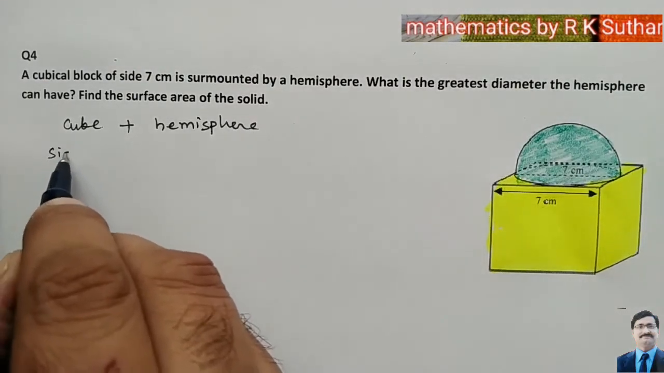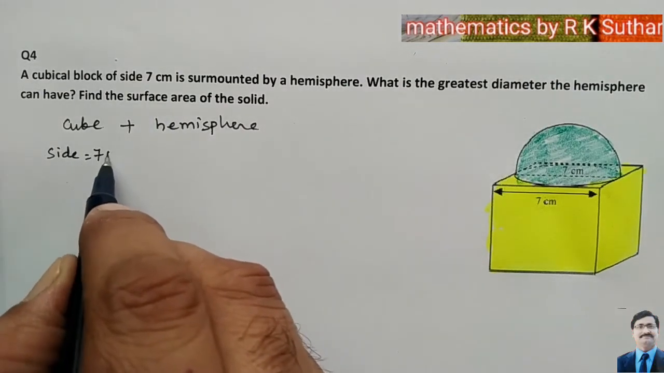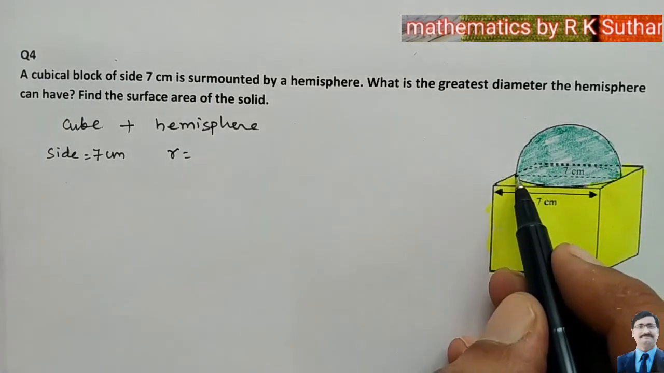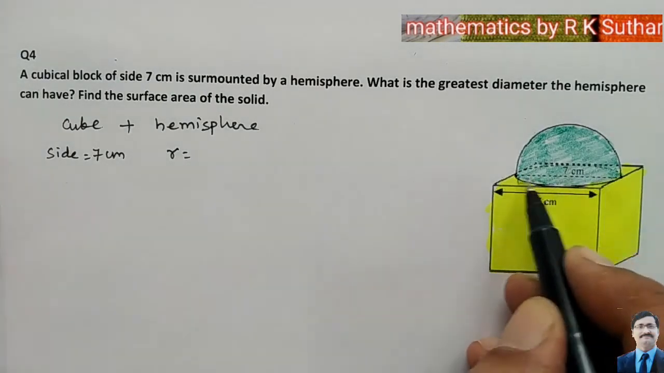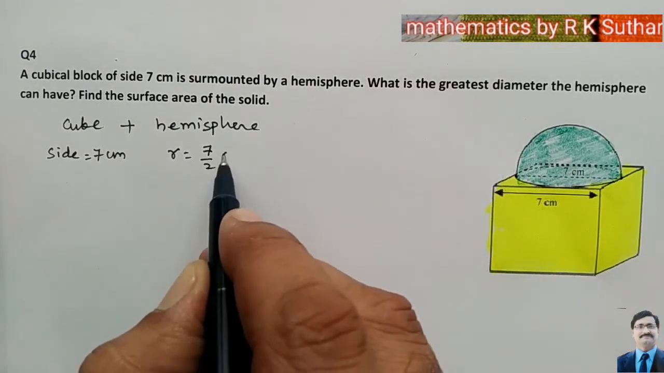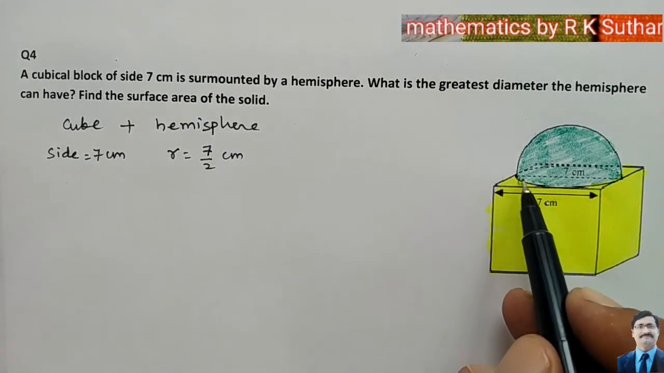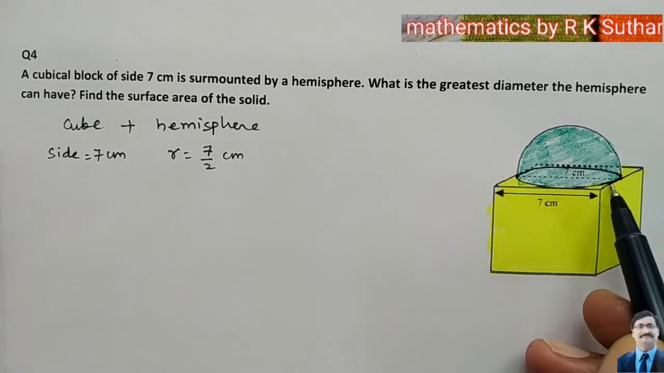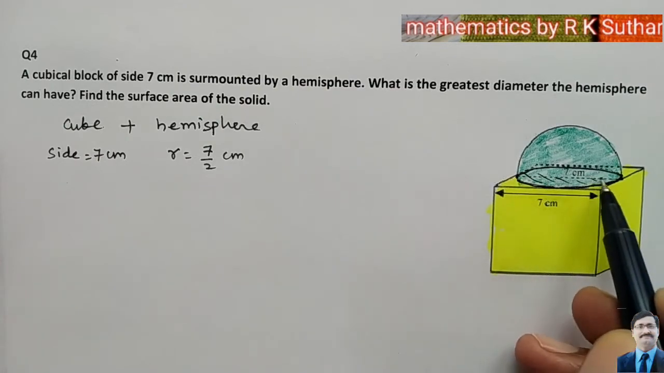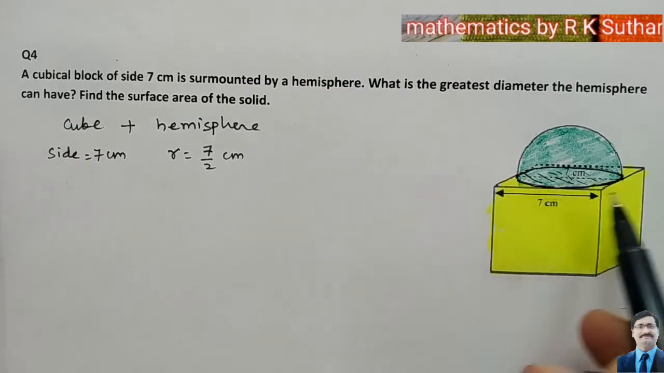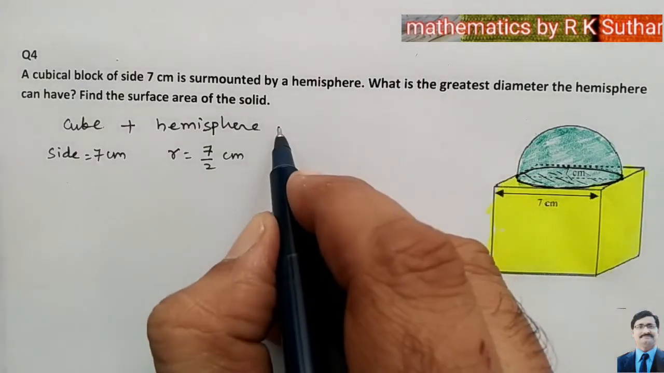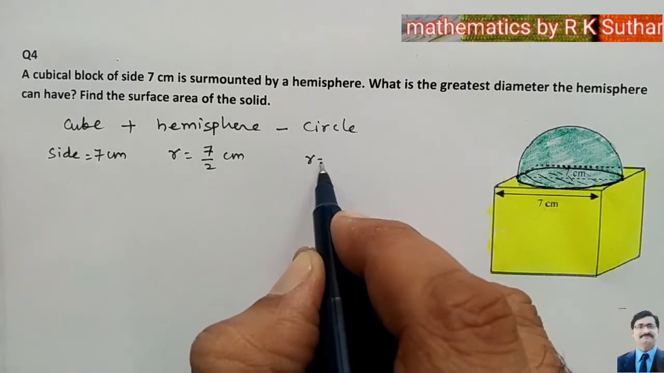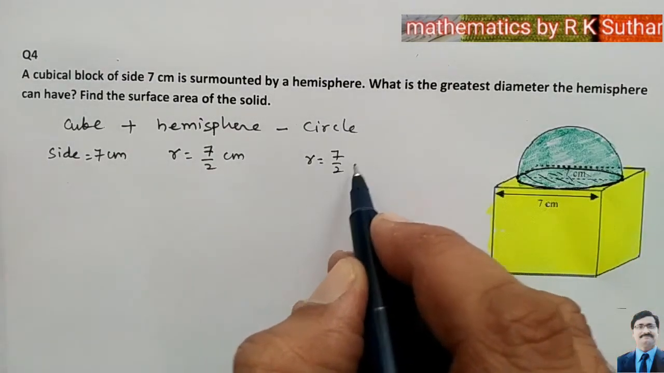Here the cube side, as we already know, is 7 centimeter, and the hemisphere radius is, look here, 7 centimeter is the diameter, so we take half, 7 upon 2 centimeter. And look here, you can also see one circle. This is a circle that we cannot see here, pasted on the cube. So we write minus circle, and the radius of the circle will also be 7 upon 2 centimeter.